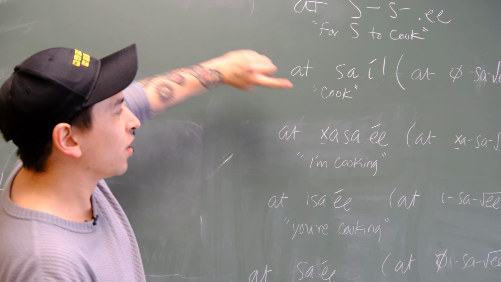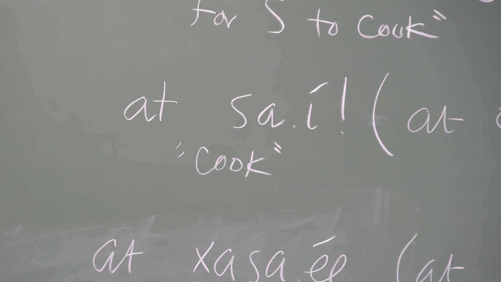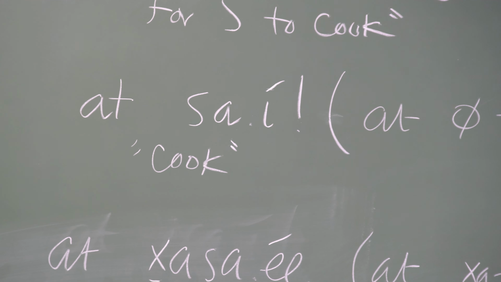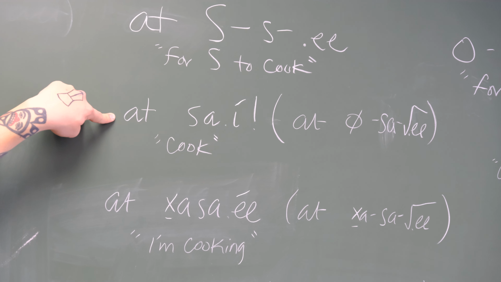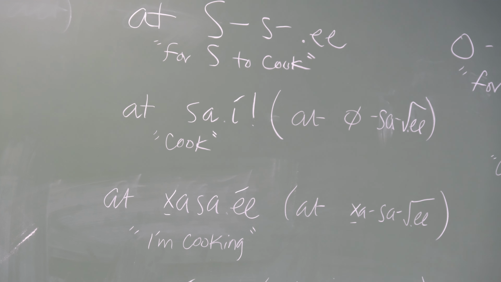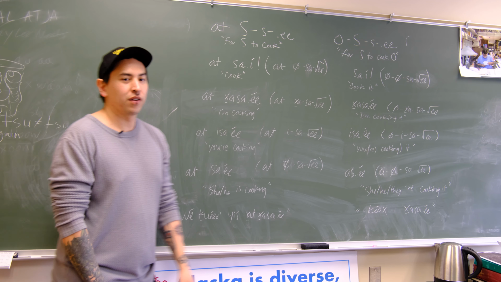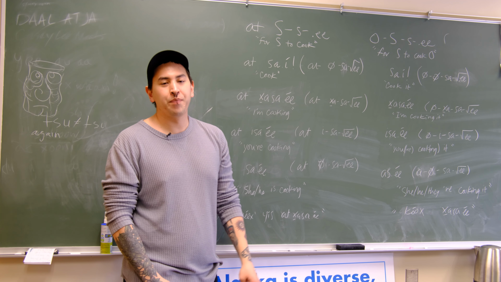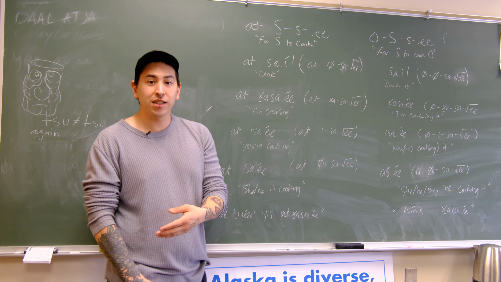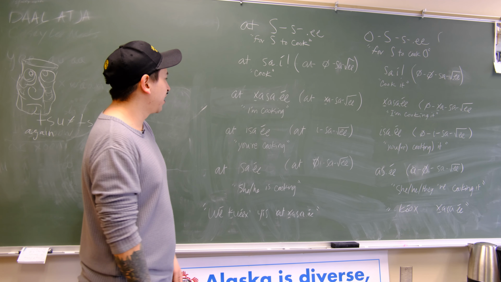So we have what's called the imperative. It's an order. You're telling someone to do the verb. So this one, sa.ée, that is cook. You're telling someone to cook. It's like a general order. Cook. Cook for the ḳu.éexʼ. Cook for your grandma. You're not saying what to cook. You're just saying cook, generally.